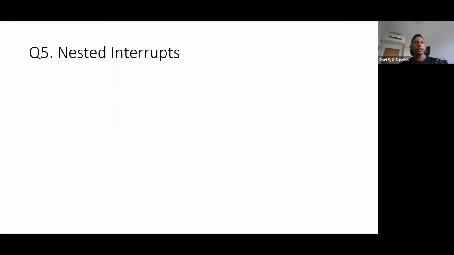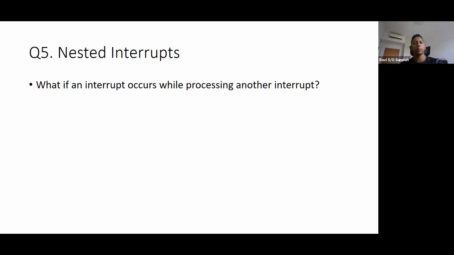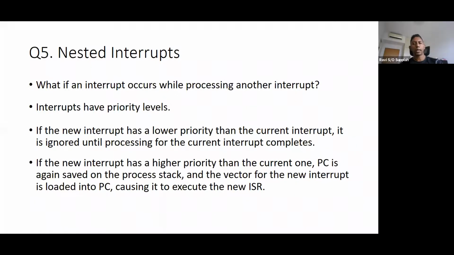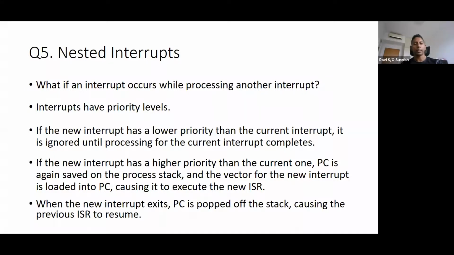The next important thing is nested interrupts. Nested interrupts basically mean: what happens if you are in the middle of an interrupt and another interrupt comes in? Interrupts have priority levels. We haven't really covered this much yet, but you will see it in the next video. If a new interrupt has lower priority than the current interrupt, it is ignored until the current interrupt completes. If the new interrupt is higher, that is more important, then you will do the context switch one more time. Let me show you over here.